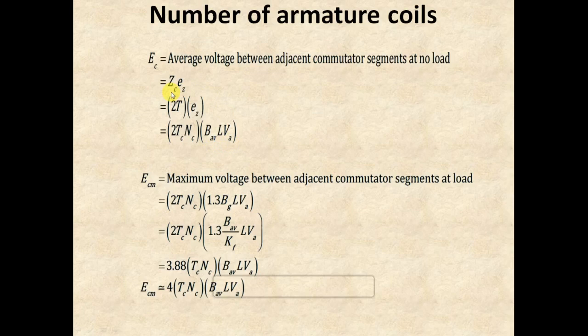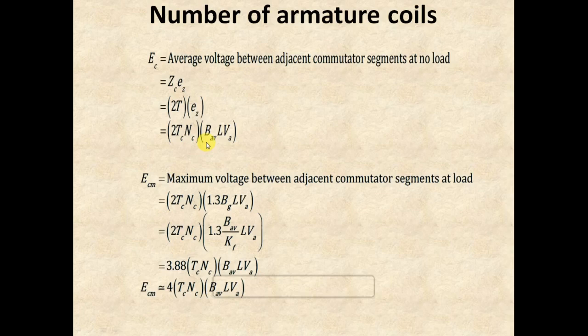ZC is actually the number of conductors which are present between the adjacent commutator segments. The relation for ZC can be easily obtained by 2 TC/NC, where TC is indicating the turns per coil and NC is the number of coils between the adjacent segments. If it was a single coil existing between the adjacent commutator segments, then definitely the relation for ZC will be 2T. Since there are multiple coils present between the adjacent segments, in order to obtain the value of ZC we have to multiply 2TC with NC also. So this gives the average value of voltage existing between the adjacent commutator segments under no load condition.